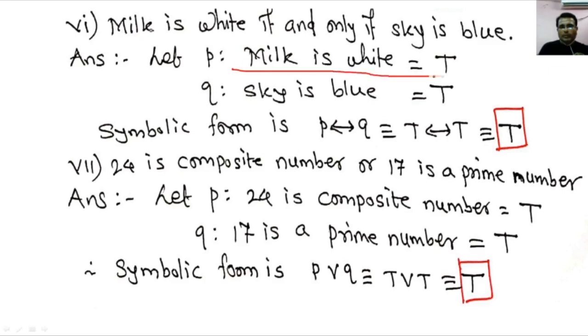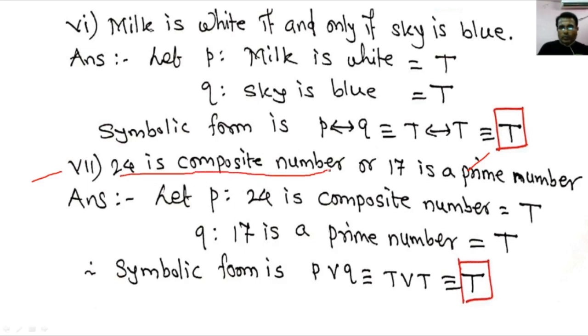So milk is white, that is true, sky is blue, that is true, and the symbolic form is if and only if. So it is clear that this statement is if and only if, true if and only if true is always true. Then the next statement is 24 is a composite number or 17 is a prime number.